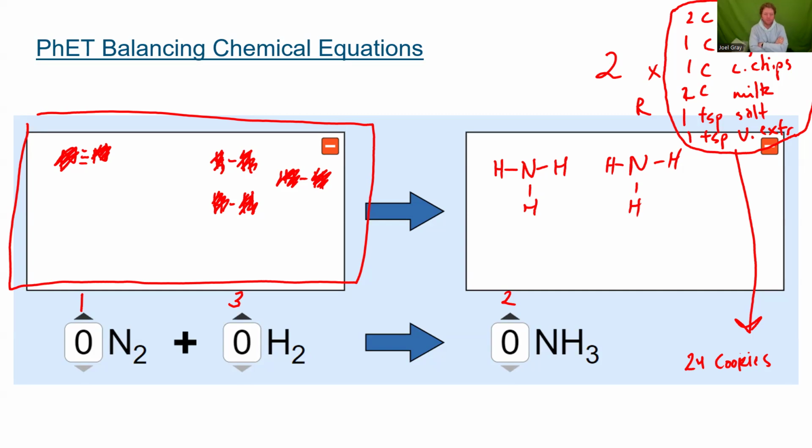Yeah, I'd be able to make 48 cookies. I'd double my recipe. Now, I'm maintaining the same ratio of reactants to products. When we're doing a balanced chemical reaction, we're doing the same sort of thing. We want to find out what's the minimum ratio that we have, minimum whole number ratio.